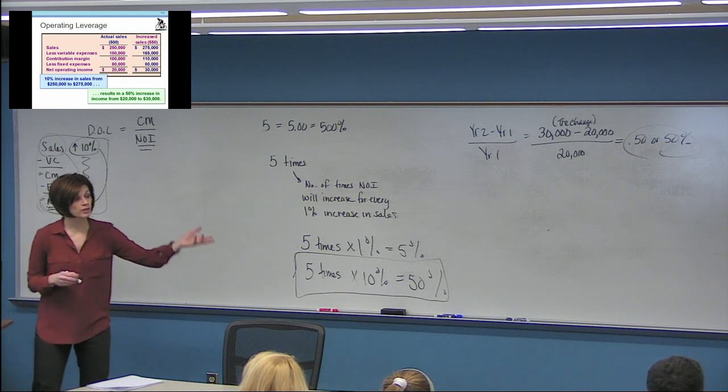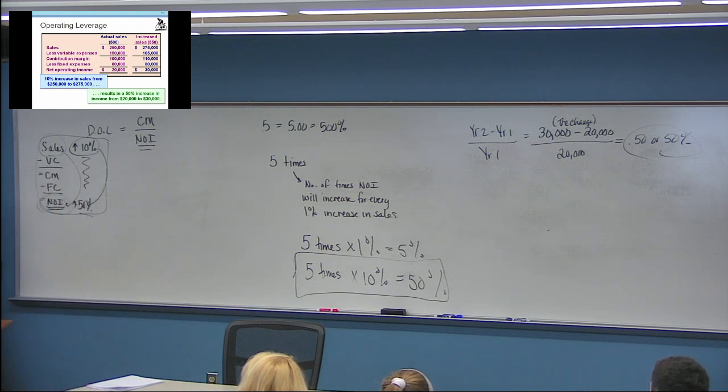All right, so we just proved it, right? If we increase sales just by 10%, 50 units, or $25,000, that's going to increase operating income by 50%. Got it?